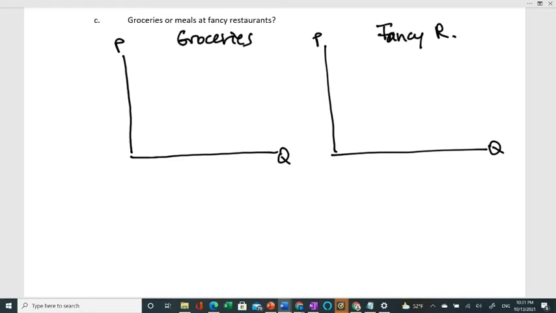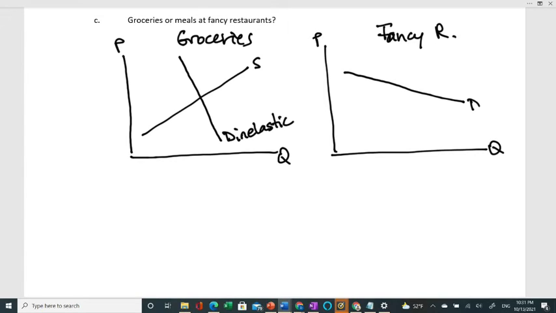Groceries are necessities. We need to go to the groceries for our basic needs. So the demand for groceries will be inelastic. I'm going to draw the demand steep. That's inelastic demand. And I will add the supply curve as regular. In fancy restaurants, of course, demand is more elastic. Fancy restaurants are luxuries. They're not necessities. I'm going to draw the demand flatter. That's elastic demand. And let's add the supply curve.